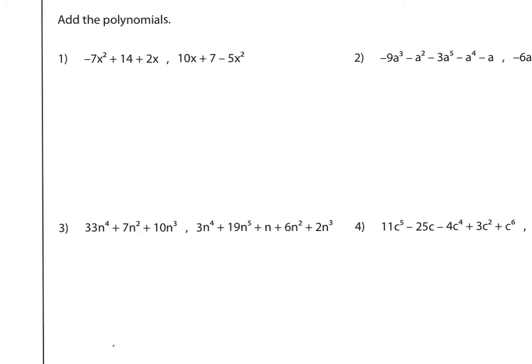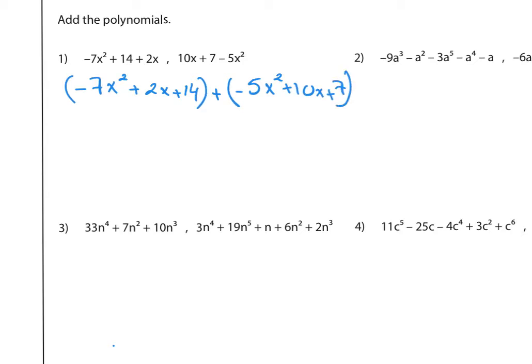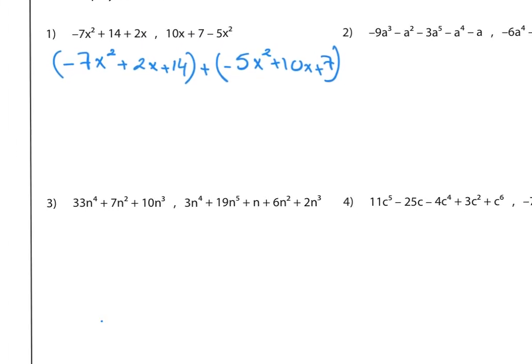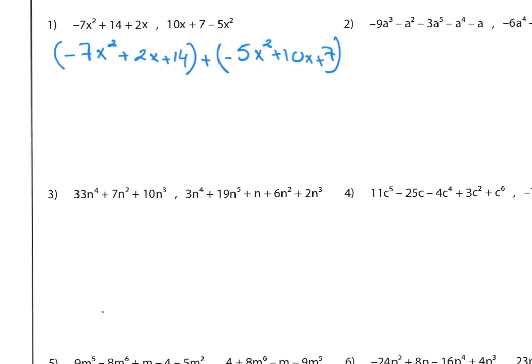We just need to make sure to rewrite it like this: negative 7x squared plus 2x plus 14, right? And we're going to add it to the next one, which is negative 5x squared plus 10x plus 7. That's another way you write this one here, right? And now we can just remove the parentheses here. So we get negative 7x squared plus 2x plus 14.